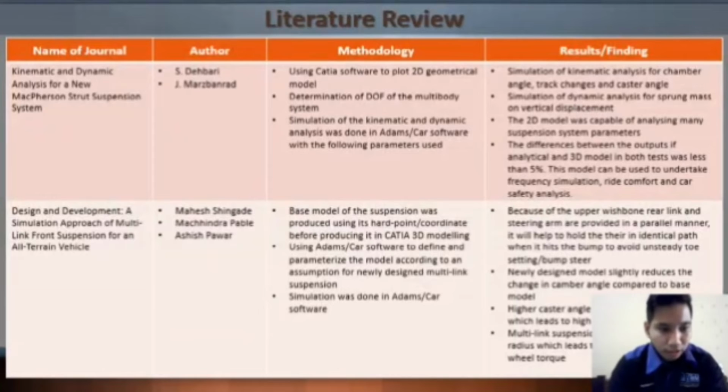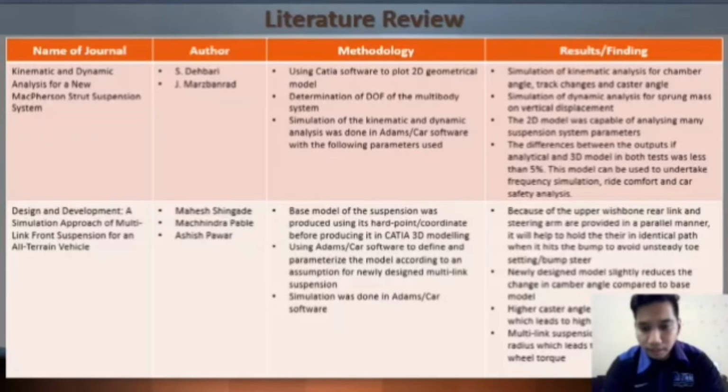So the first journal is Kinematic and Dynamic Analysis for a new Mcpherson Strut suspension system. Beside that is the author of this journal. So for the methodology, it uses the CATIA software to plot the 2D geometrical model of the Mcpherson suspension and to determine the DOF of the multi-body system. After that, the kinematics will be simulated using the Adams or Car software with the given parameters.